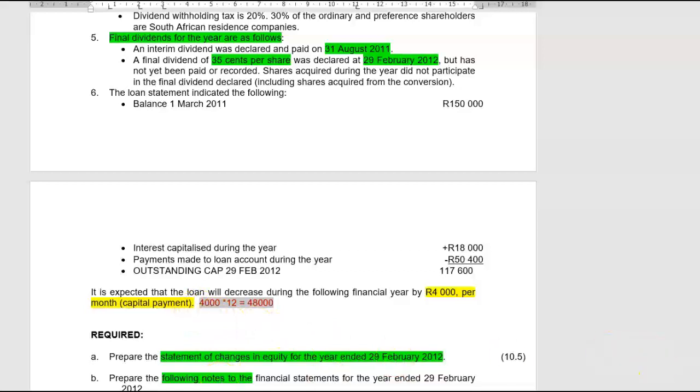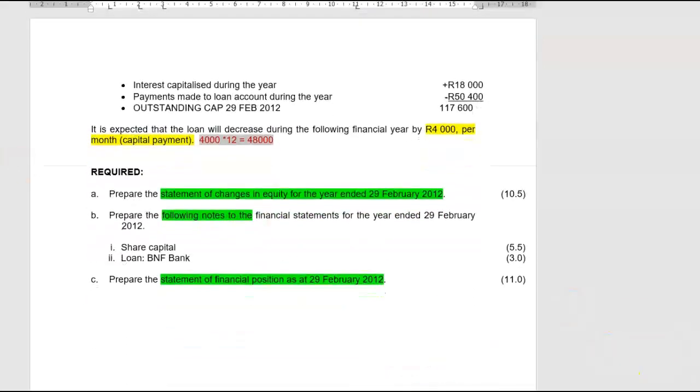Great, so let's do then the note before we get to the statement of financial position of share capital. And here you have to take note that you can do this 100%.